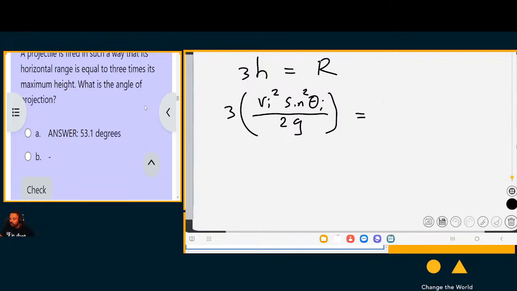Now the range is equal to the initial velocity squared times the sine of double the initial angle. Let me just write that neatly. Sine of 2 theta over g. Now g's will cancel out. The initial velocity, also this is initial velocity squared as well. They will cancel out as well. Initial velocity will cancel out.